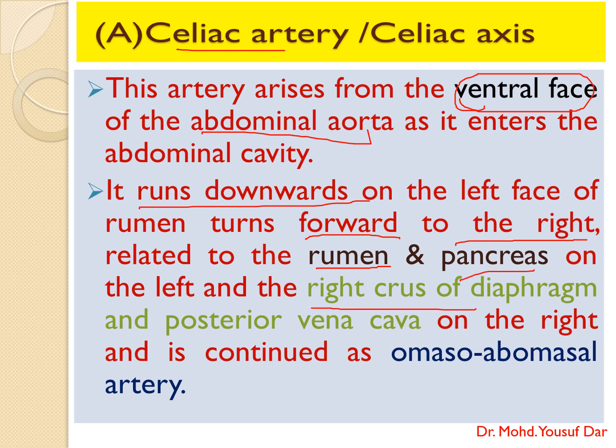related with the right crura of the diaphragm and the posterior vena cava. And this celiac artery finally continues as the omeso-abomasal artery. So it goes downwards on the left face of the rumen, then goes forwards and turns towards the right. On the left, it is related with the rumen and pancreas, and on the right, with the right crura of the diaphragm and the posterior vena cava.